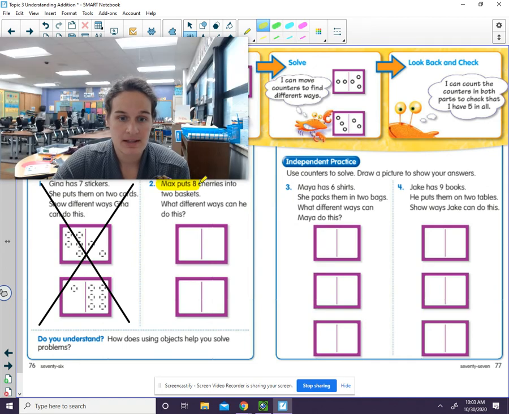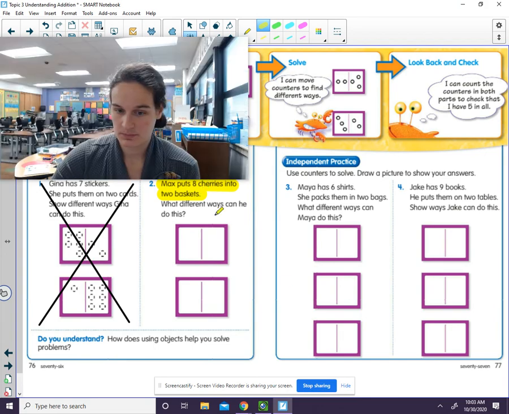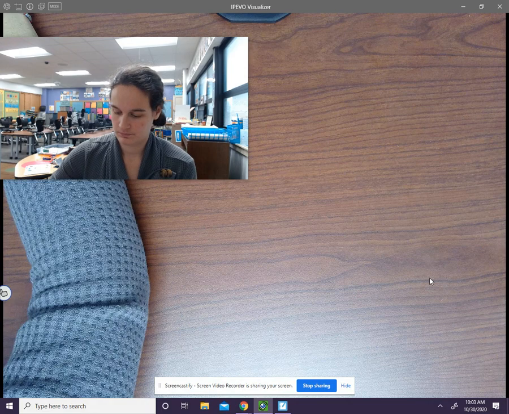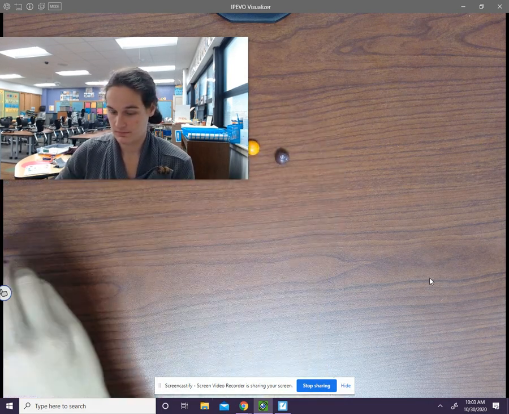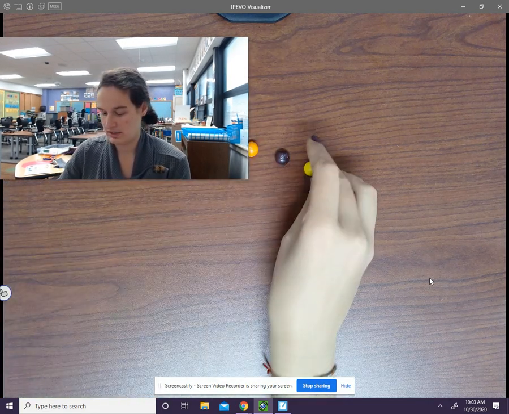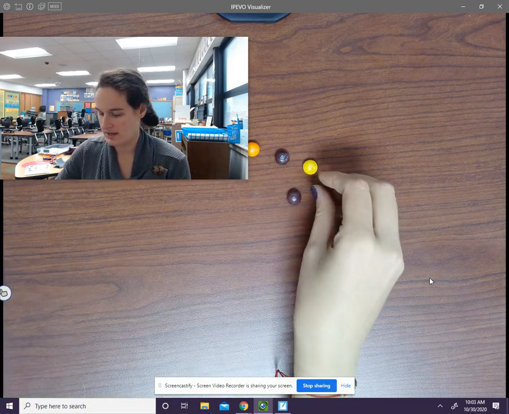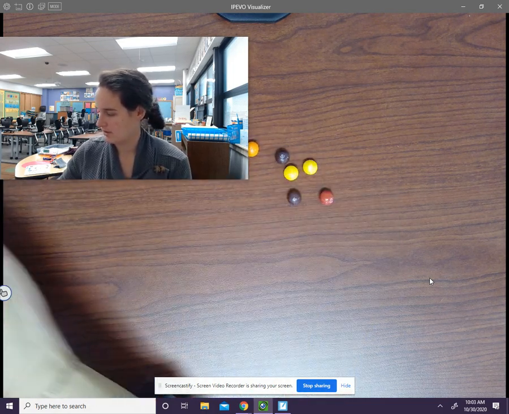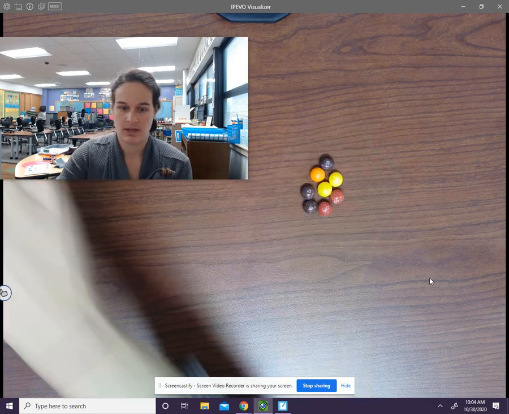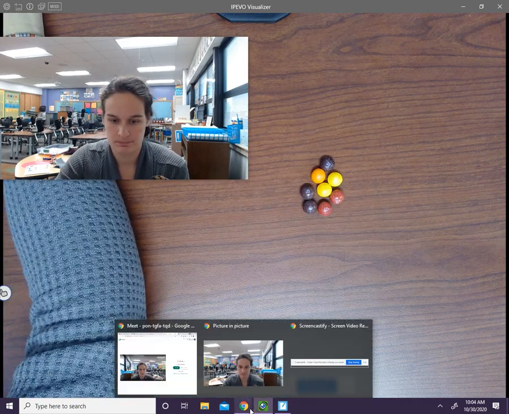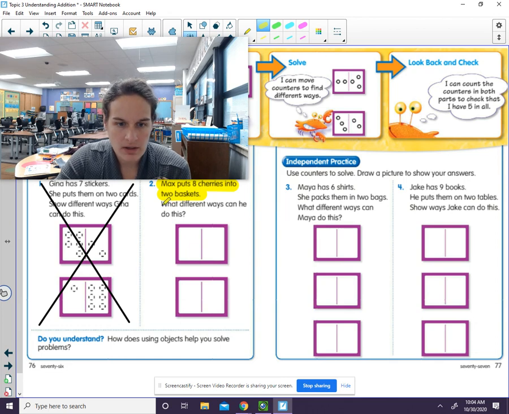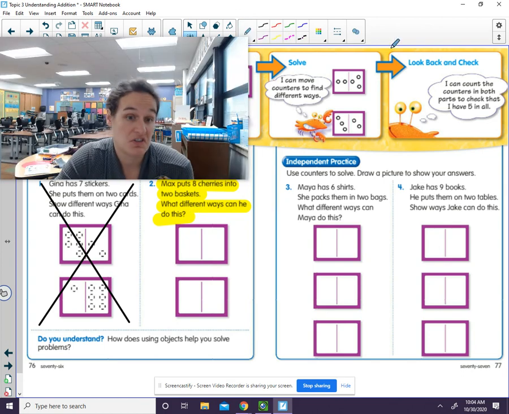It says Max puts 8 cherries into 2 baskets. So you'll need 8 Skittles. 1, 2, 3, 4, 5, 6, 7, 8. Okay, so I have 8 Skittles. Okay, I'm going to go back and read the next part of the problem. What different ways can he do this? Okay, so I'm going to break the Skittles into different groups.